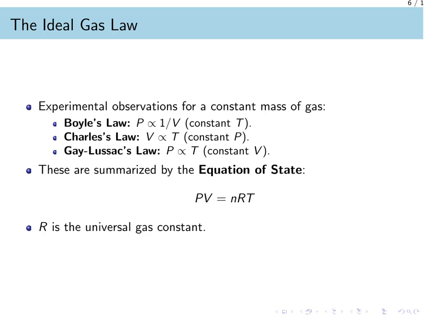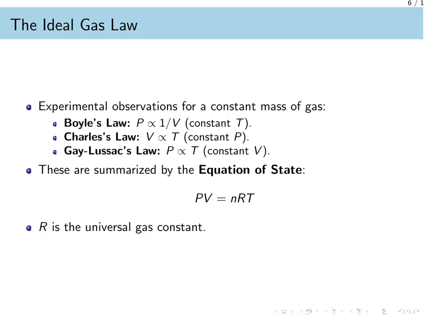The ideal gas law is the result of several experimental observations. Boyle's law shows that when temperature is constant, pressure is inversely proportional to volume. Charles's law shows that when pressure is constant, volume is directly proportional to temperature. Gay-Lussac's law shows that when volume is constant, pressure is directly proportional to temperature.